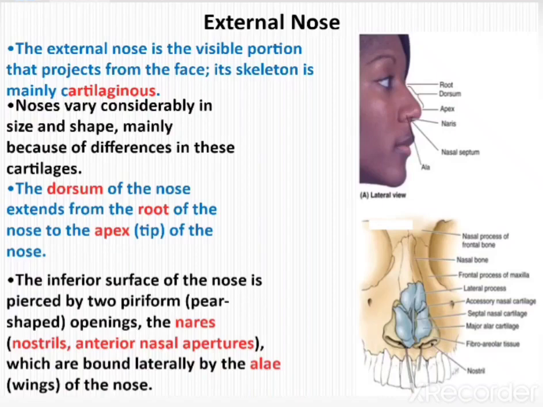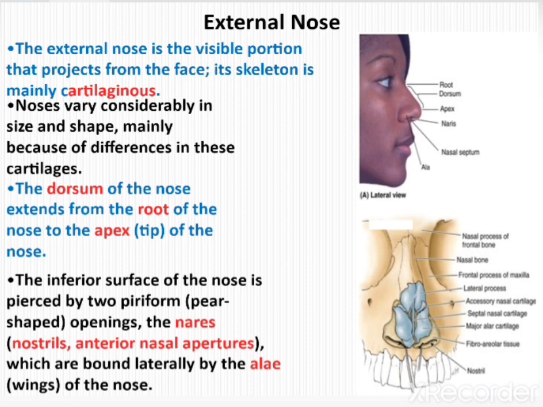External nose is the visible portion that projects from the face. Its skeleton is mainly cartilaginous. Noses vary considerably in size and shape, mainly because of differences in these cartilages.